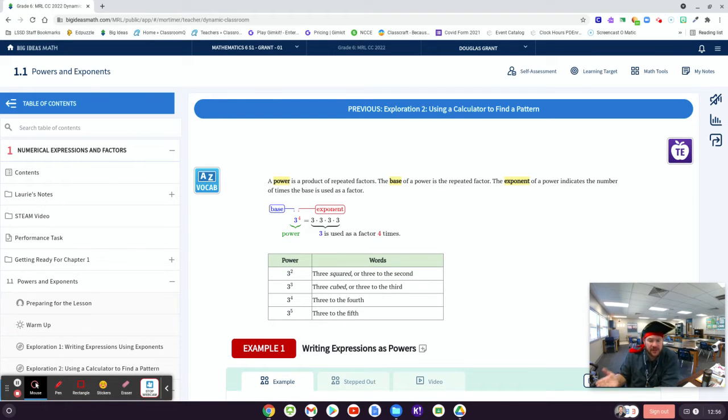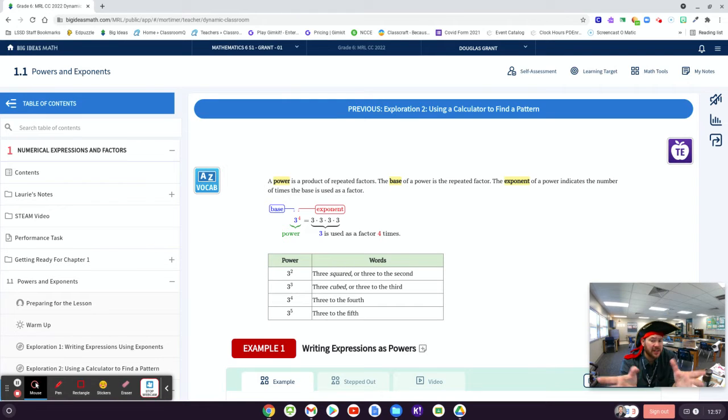If you have something to the second power, like this example here, 3 to the second power, it's normally just said 3 squared. 3 to the third power, you normally say 3 cubed. 3 to the 4th power is just 3 to the 4th power, 3 to the 5th, and so on. So that is a brief, quick overview of powers, bases, exponents, vocabulary.